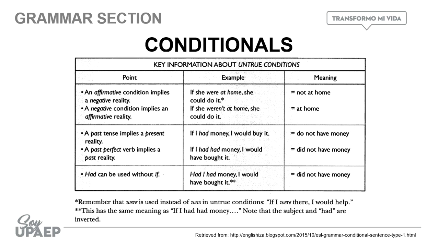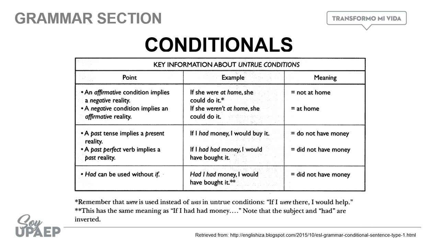A past tense implies a present reality, and a past perfect verb implies a past reality. A past tense implies a present reality. If I had money, I would buy it. The truth is that I don't have money. A past perfect verb implies a past reality. If I had money, I would have bought it. The truth is that I didn't have money.